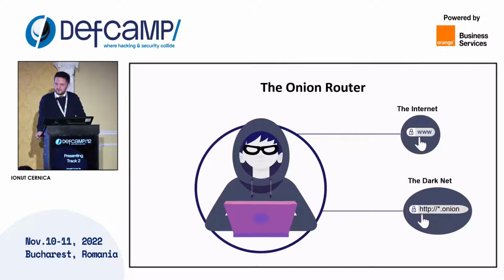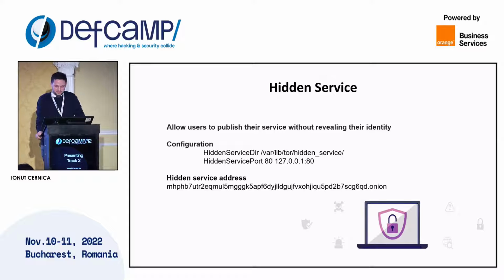The Onion Router helps you to anonymize yourself through the internet and enables access to the dark web. A basic configuration is like this: you have to define a hidden service directory where the configurations will be stored. Then you have to configure the networking part with the ports, and then you have an output like a domain, like the one from the slide, a big name domain.